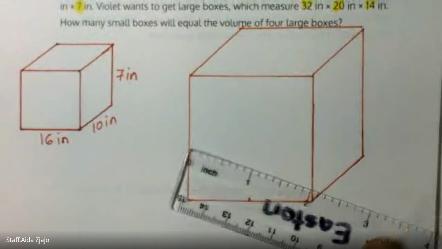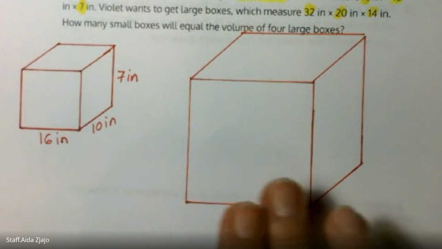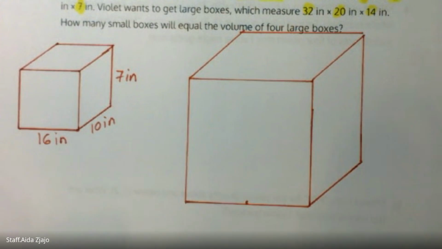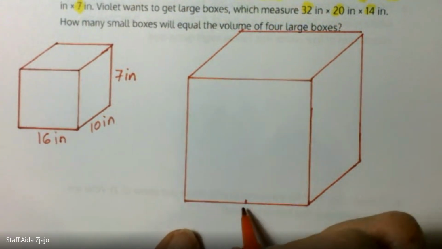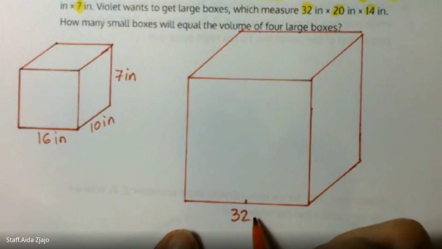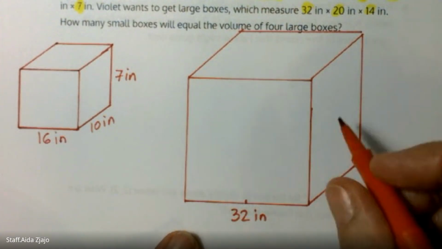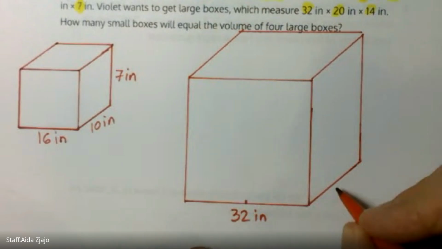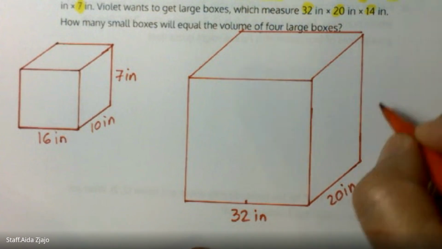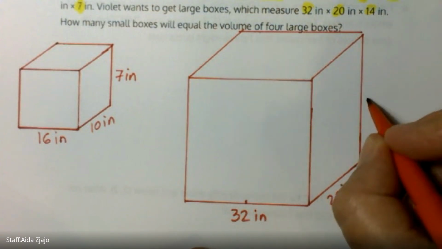So I created a smaller box and a large box. Now I need to label. This length is 32 inches, and this width is 20 inches, and the height is 14 inches.